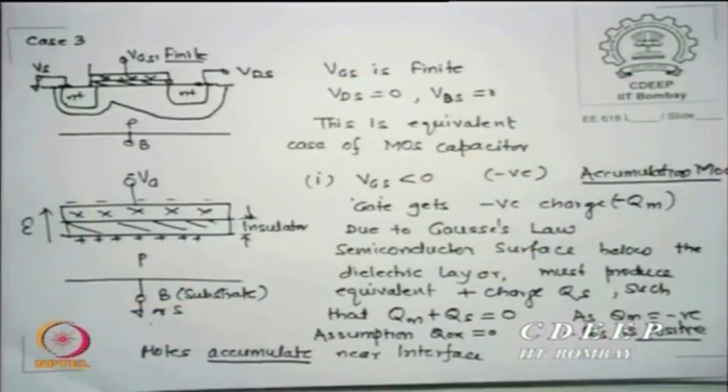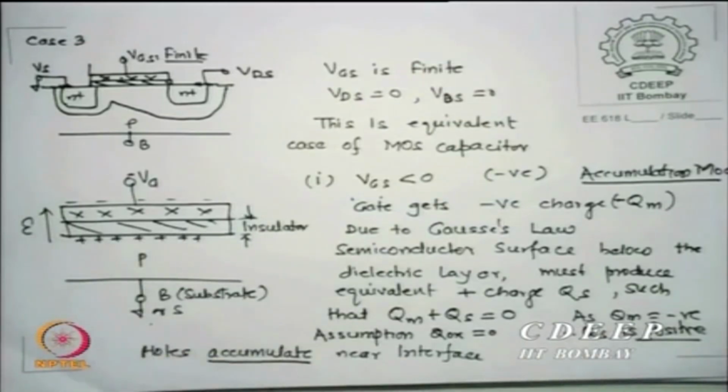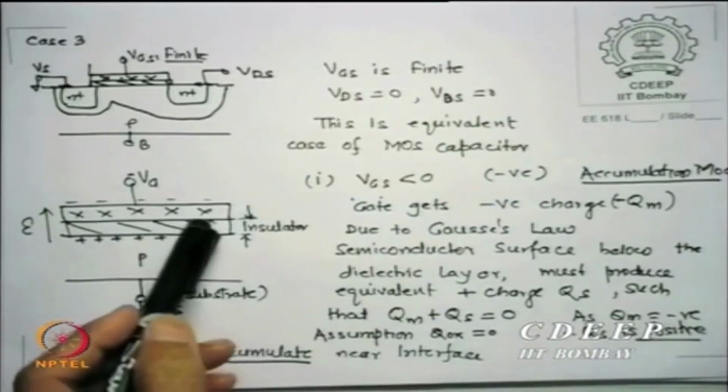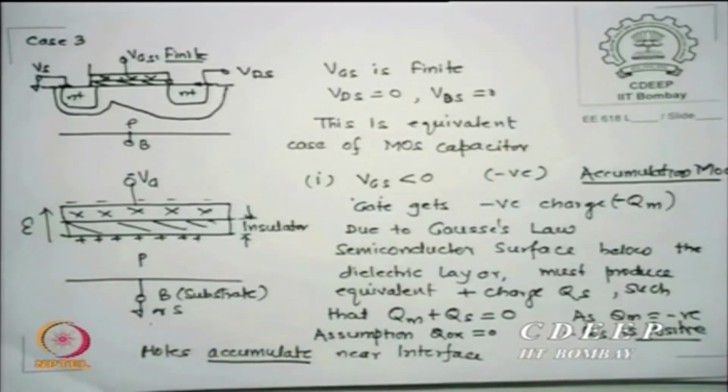Na is the doping concentration in the substrate, so those many holes are available everywhere, but at the surface I want additional holes, because minus Qm requires additional positive charge. Some way the holes must start coming near the interface between SiO2 and silicon, or insulator and silicon or semiconductor. The line here is called the interface. At the interface you must get extra holes.